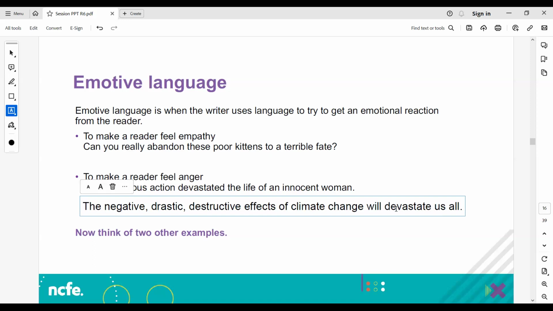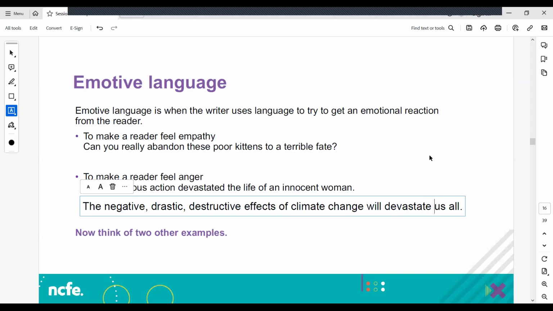So our original sentence, the effects of climate change will affect us all, is not very interesting. People just read on. But the negative, drastic, destructive effects of climate change will devastate us all. It's a lot more emotional. It gets a response from the reader. So that's why we use emotive language. Does anyone have any questions?